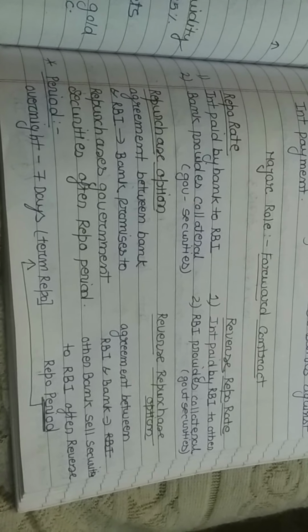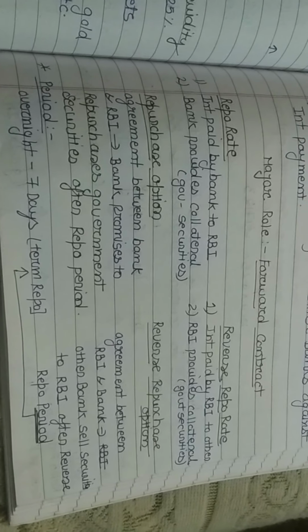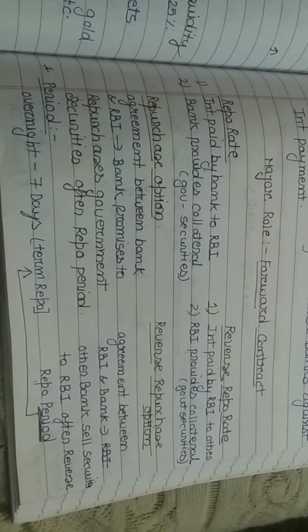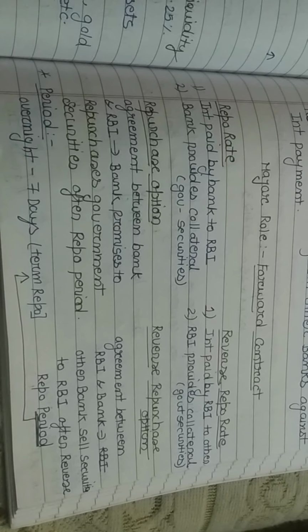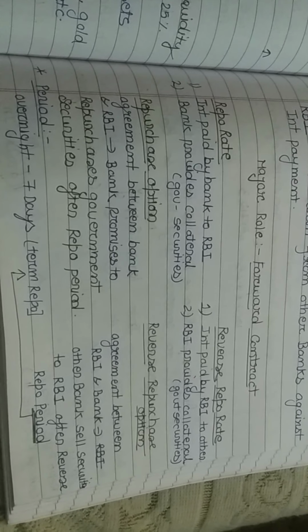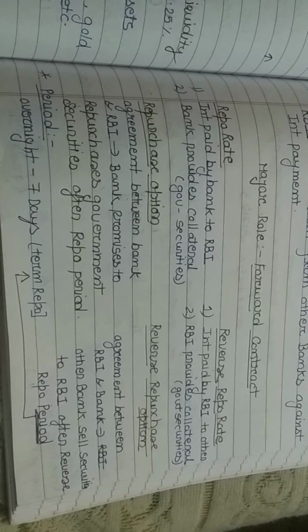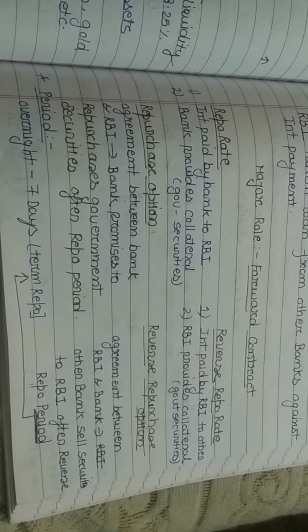by the banks to the RBI. Banks provide collateral securities, that is government securities, to the RBI, and use a repurchase option. This is an agreement between the banks and the RBI. The RBI promises to repurchase the government securities after the repo period. The repo period may be overnight to 7 days.